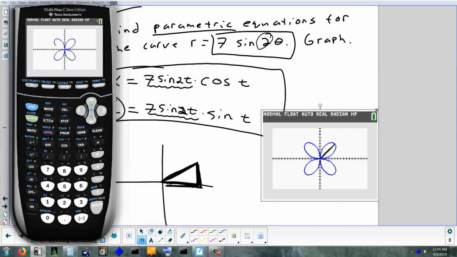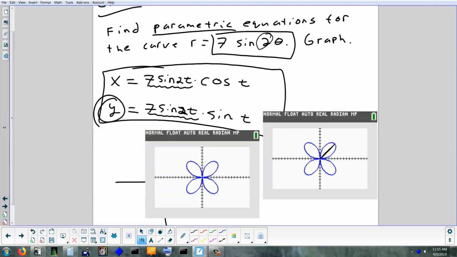Notice it's drawing slower. I think it's probably because the polar equation is more efficient for the calculator to do than the parametric, because the parametric is 2 separate equations. But either way you do it, that's how you change polar to parametric. Just take your polar equation, put it in front, multiply it by cosine for the x. Take your polar equation, multiply it by sine to get the y. And of course, change your thetas to t's, because we don't use theta in parametric.